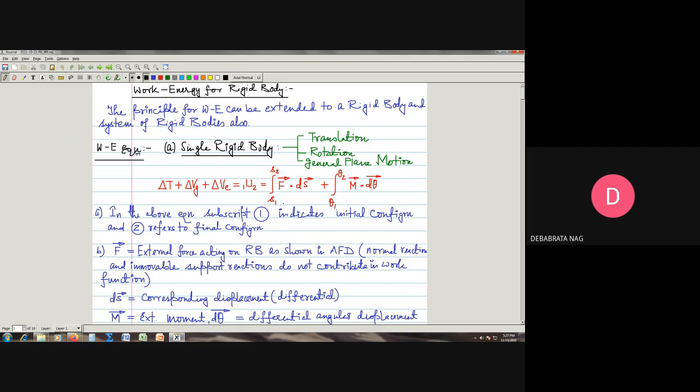Particularly, this is very effective when our forces and moments are known to be functions of position and displacement, and when our basic intention is to find out the velocity of our system. In those types of problems, the work and energy principle can be profitably used as an alternative to the more elaborate classical method of Newton's force analysis and moment analysis as well.